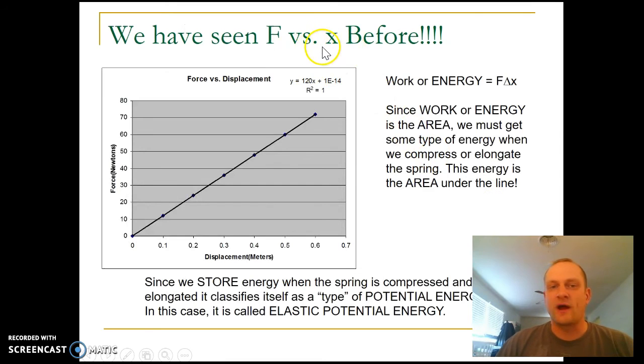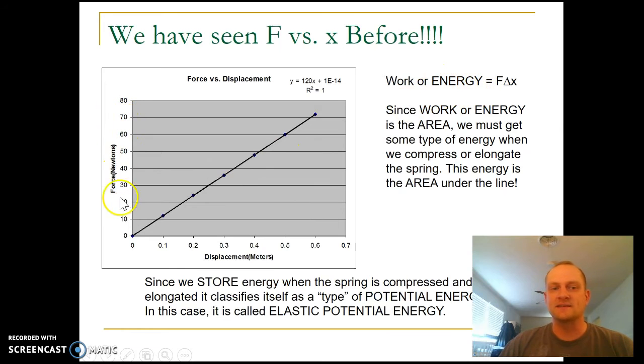Now, F versus x graphs. We've seen force multiplied by displacement before, and that's our definition of work, right? If the force is parallel to the displacement, or in the same direction, F times x gives me the amount of work done, and work is a transfer of energy.